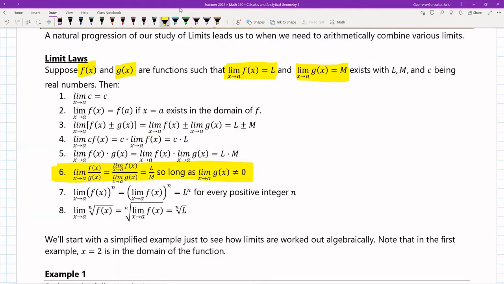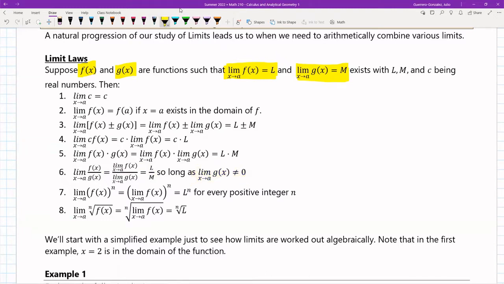Number 6. Suppose you have the limit as x approaches a of f of x divided by g of x. So you're dividing two functions. Then you can find the limit of the top and then the limit of the bottom and just divide them at the very end, so long as the limit of the bottom is not equal to 0. That's the only crucial bit.